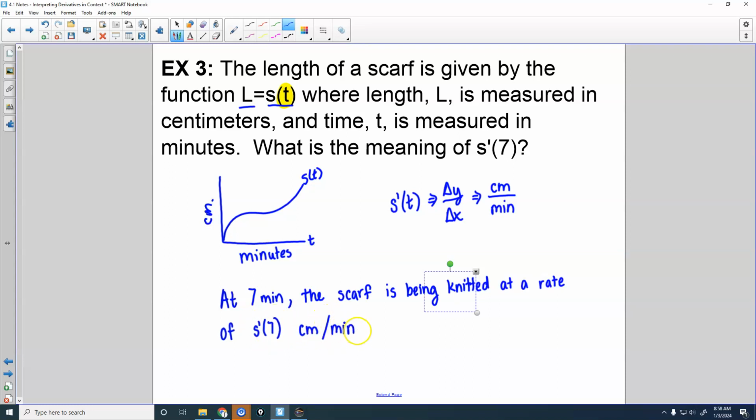Now, if this was a real FRQ question, we'd probably figure out what that number was, and it might be 12. 12 would be really fast. 12 centimeters per minute would be super fascinating. Maybe if it was a machine and not a real person, but we would get, you know, a number for that. Since this problem didn't give us, it's just asking for the context, that's what we would have here. Okay, questions?